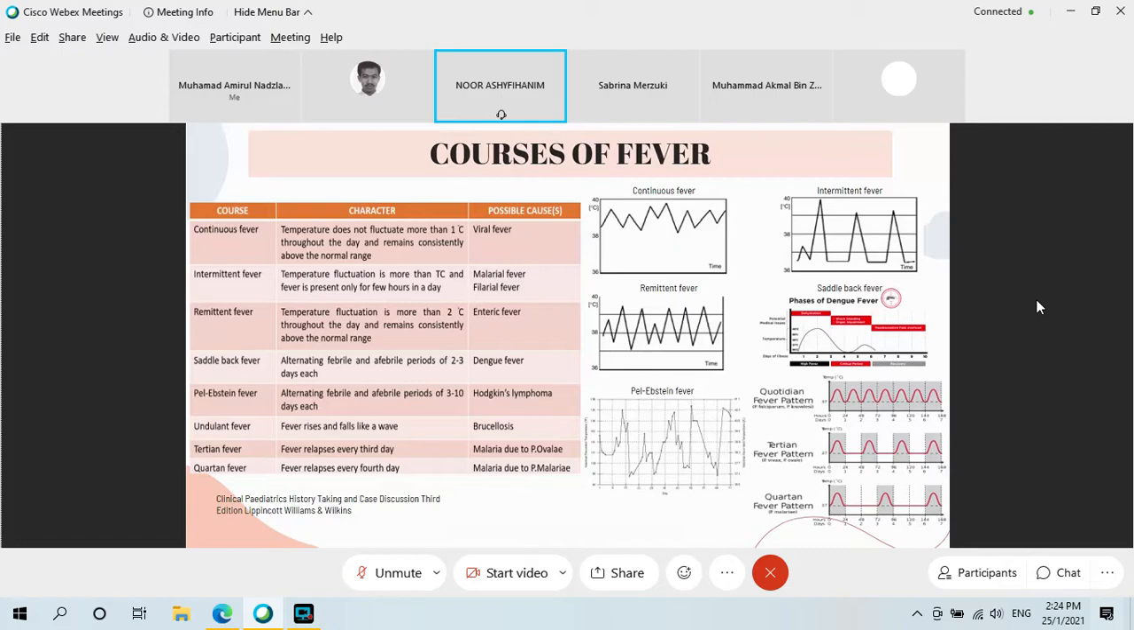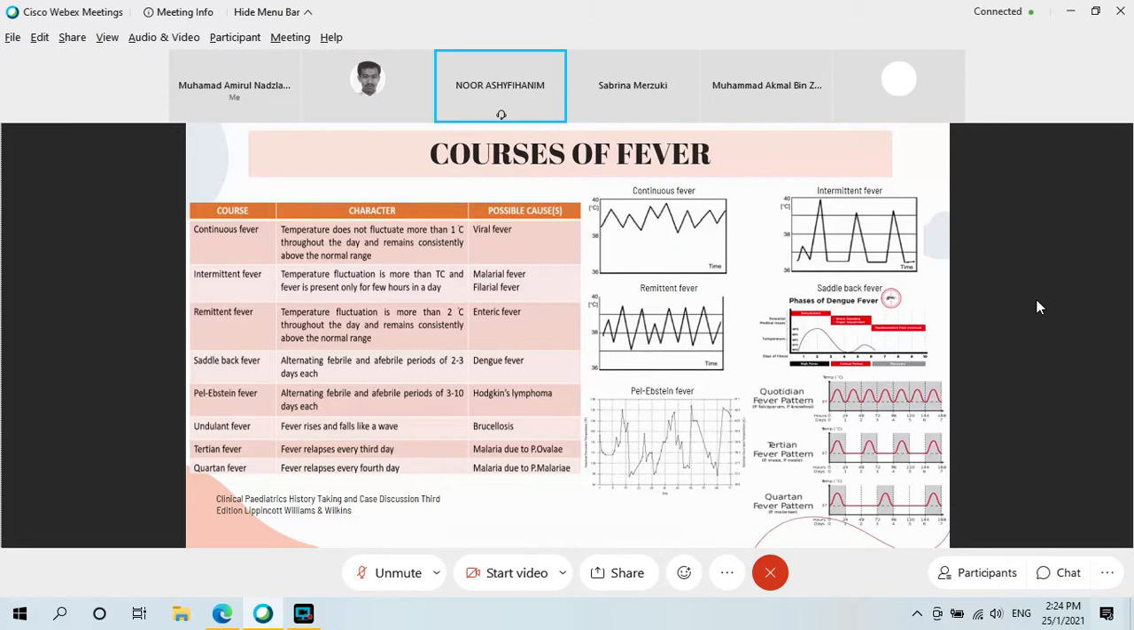Next is the Pel-Ebstein fever. It is like the saddleback fever pattern, but the febrile and afebrile periods are longer, which is 3 to 10 days each. Usually due to Hodgkin's lymphoma. Next is the indolent fever, or we can call it the quotidian fever. It gives a wave pattern in the graph. The possible cause for this kind of pattern of fever is brucellosis.